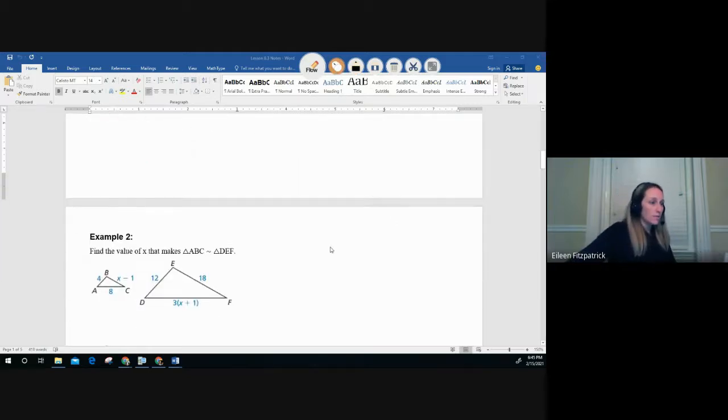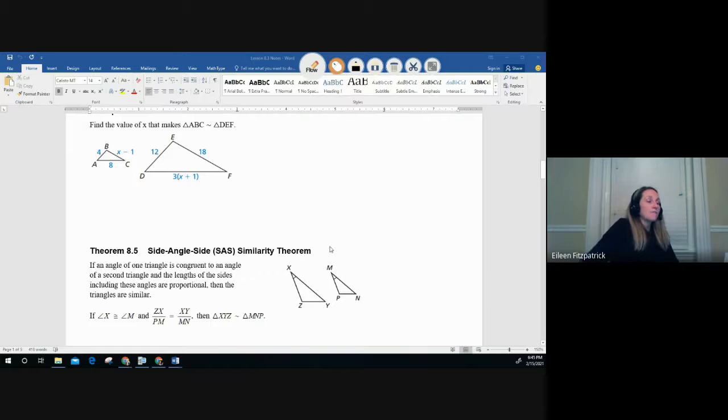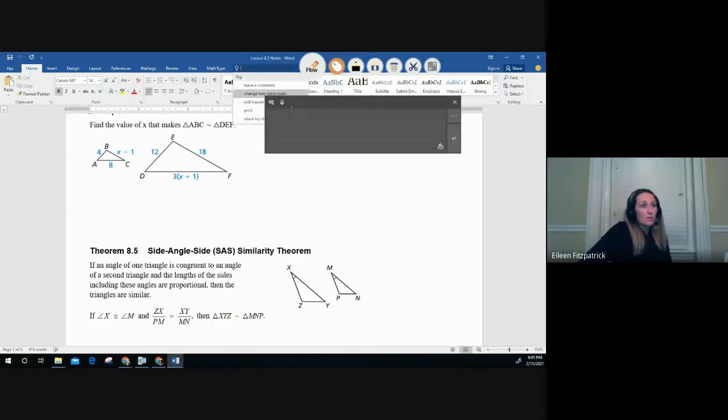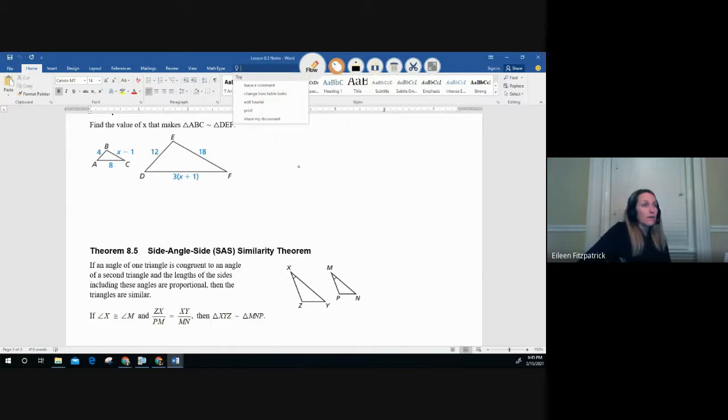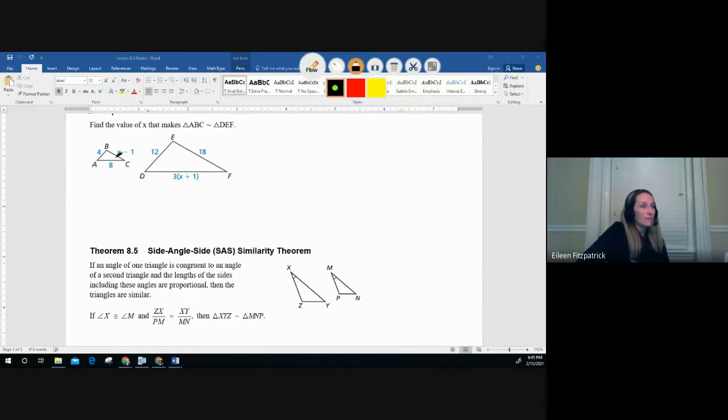Example 2. Find the value of x that makes triangle ABC similar to triangle DEF. Okay, so if we want the triangles to be similar, that means the sides need to be in proportion.